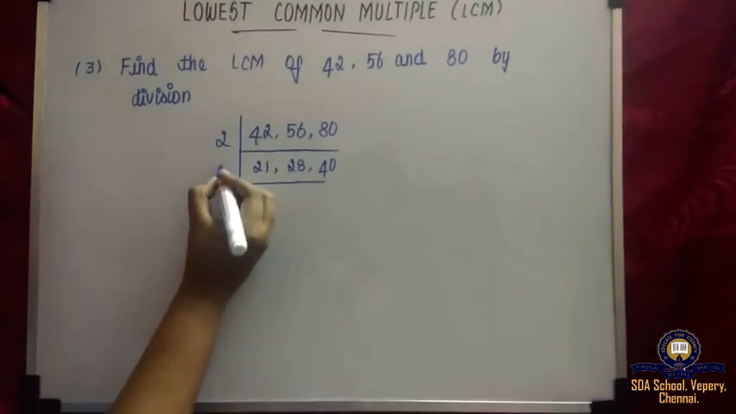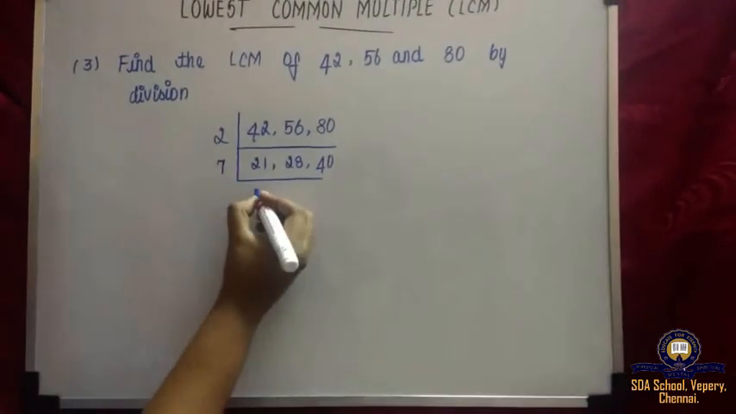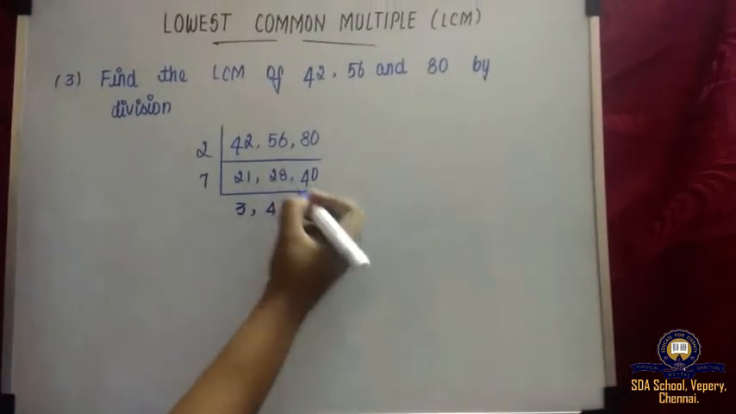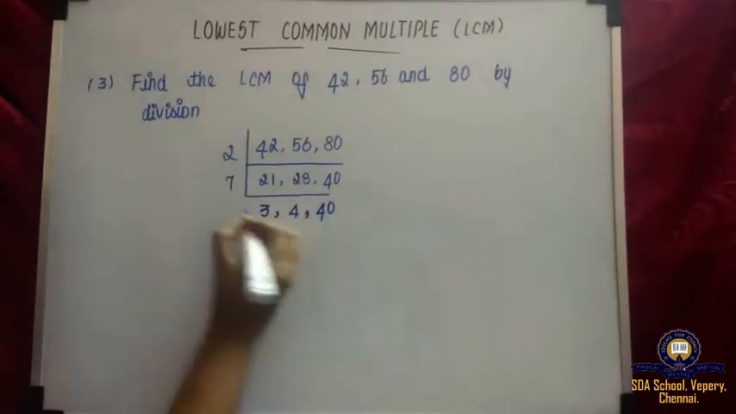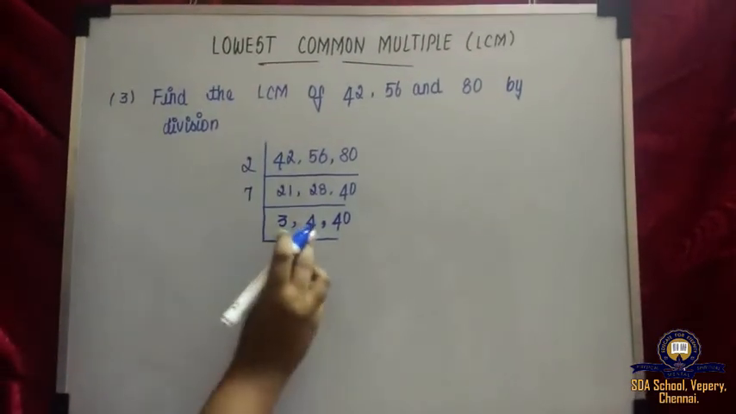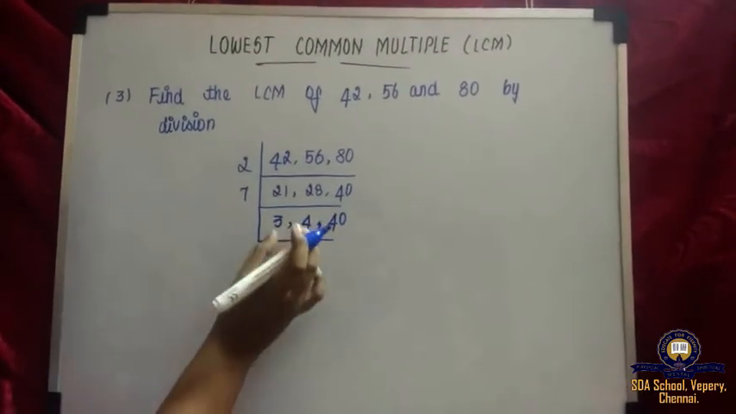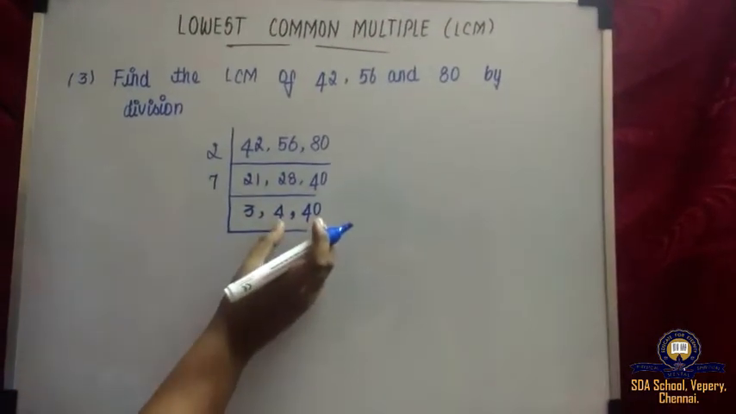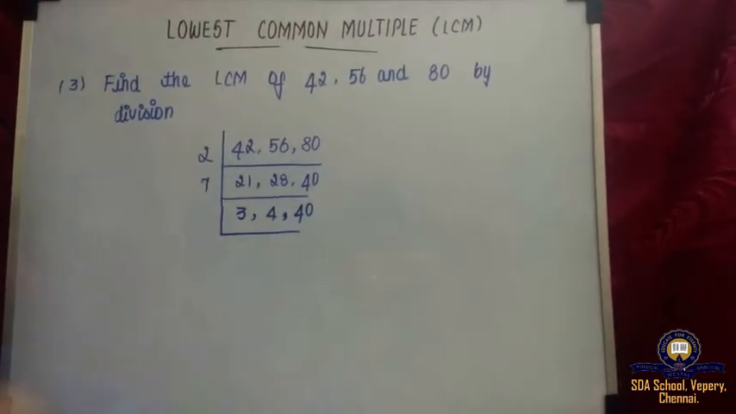It is divisible by 7. 7 3s are 21, 7 4s are 28. Bring this 40 down as it is. Now we have 3, 4 and 40. 3 and 4 do not have a common factor, right? 4 and 40 have a common factor 2.